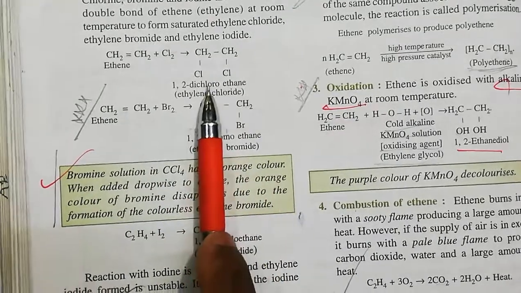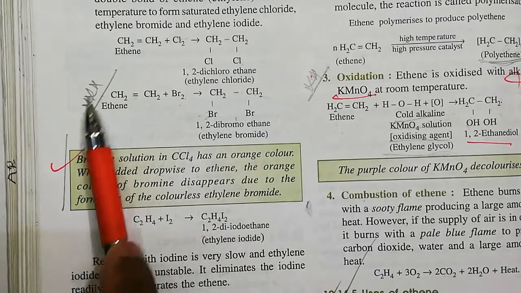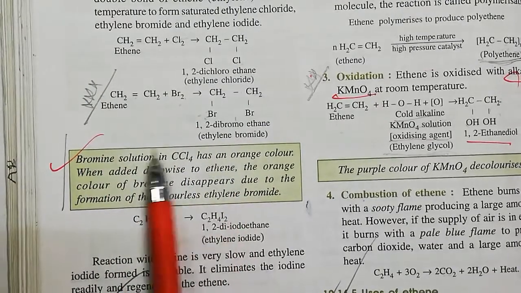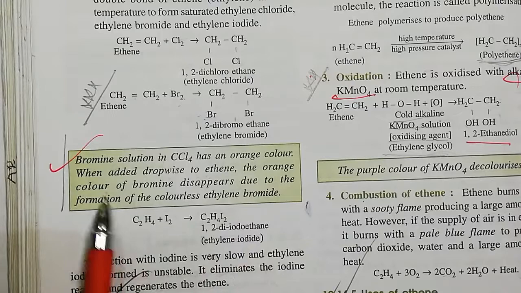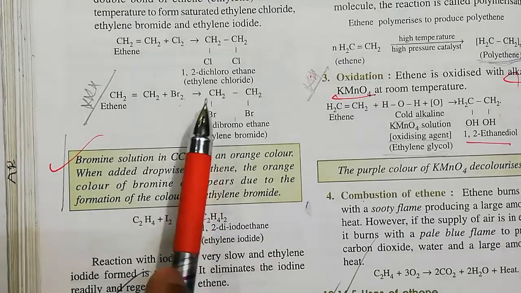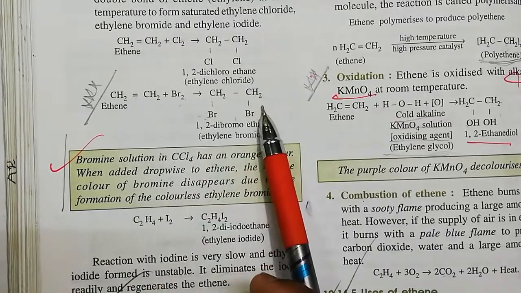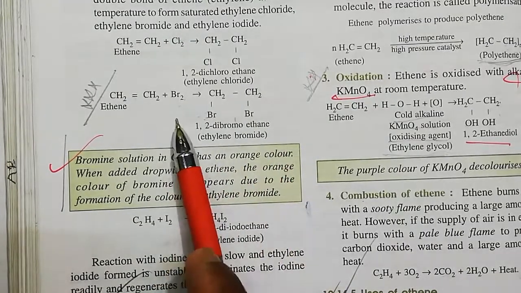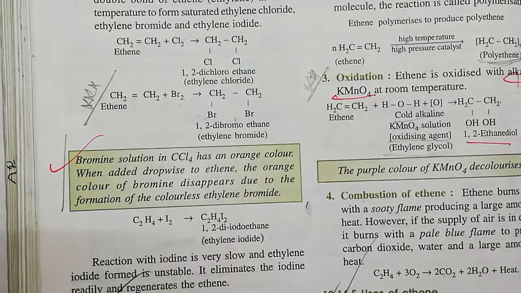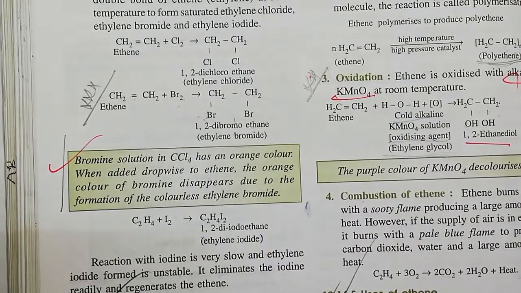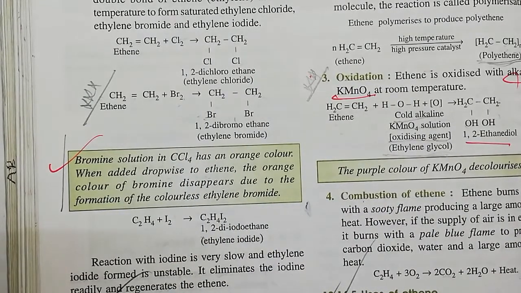That reaction is very important, which is why I have marked a star sign here. It is the identification test of alkene, because in that reaction the bromine color changes, and unsaturation, meaning the presence of a double or triple bond, can be understood.